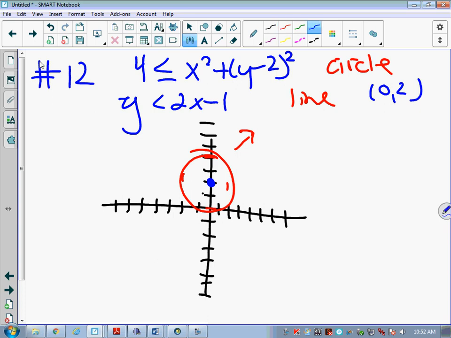Now the next thing we want to do is look at our line, which has a y-intercept of -1. It goes up 2 over 1, up 2 over 1, and it is dotted. And because y is less than, you could put in 0, 0 through there. 0 is not less than -1, it's greater than, so we're going to shade this side. So it's outside and down. So that's where your shading occurs.